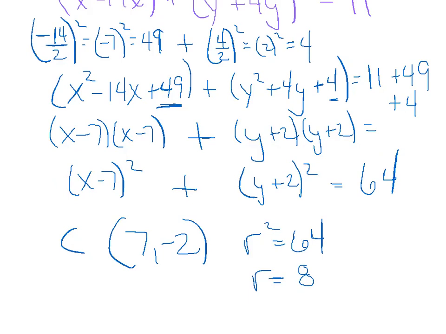Well, there you have it. We've got our center of 7, negative 2. Our r squared is 64, which gives us a radius of 8. And again, we can make a quick sketch of that circle.